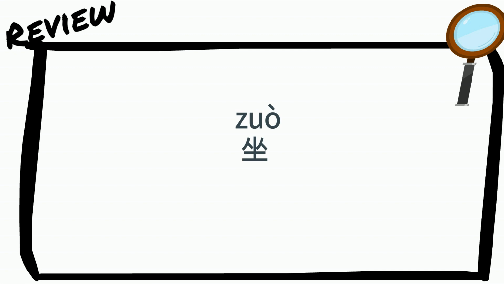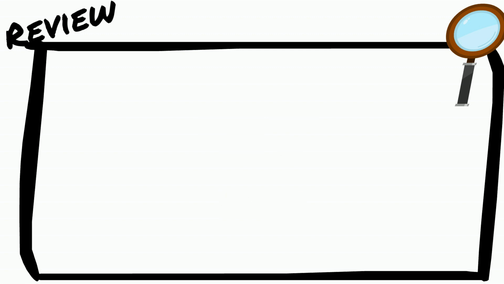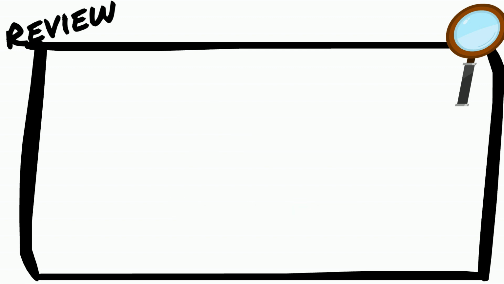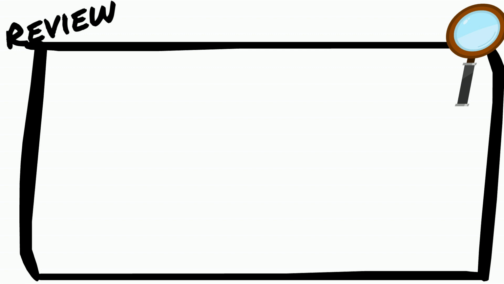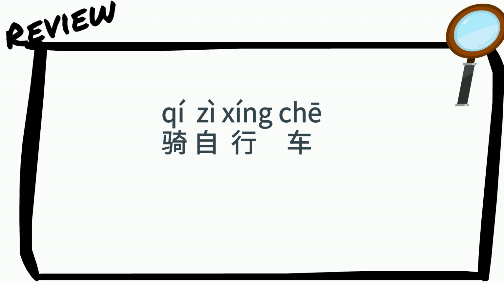坐 to sit or to ride. 公车 bus. 坐公车 to ride on a bus. 骑 to ride or to mount a horse, a motorcycle or a bike. 自行车 bicycle. 骑自行车 to ride a bicycle.